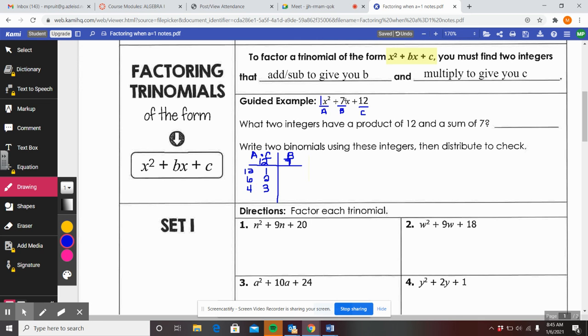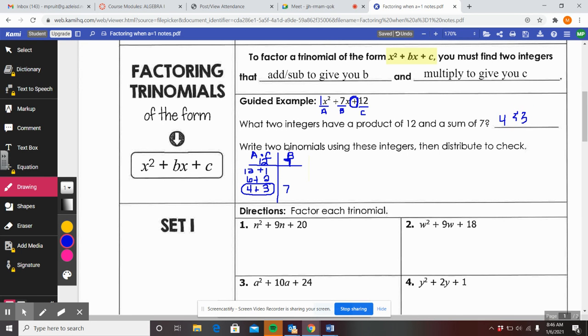So we're going to find the factors, and if you look at this number right here, that tells me if I add or subtract these factors. In this case, I'm going to add these factors. So 12 plus 1, 6 plus 2, 4 plus 3. Which one gives me 7? 4 plus 3, that's what gives me 7. So when it asks what two integers have a product of 12 and a sum of 7, that's 4 and 3. You don't have to write this. We're just going to fill in the notes right here.